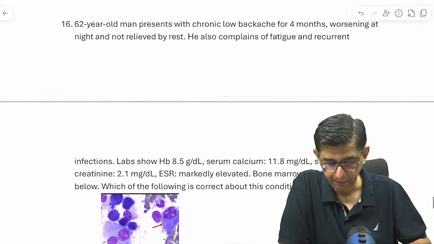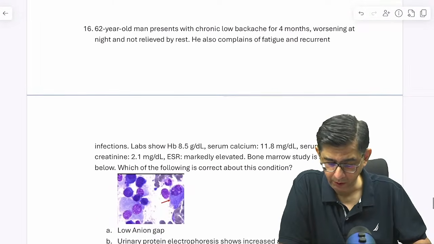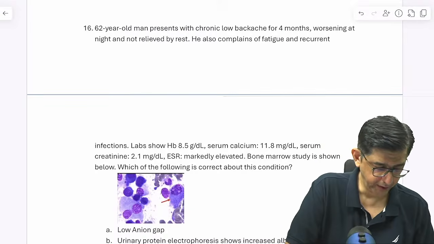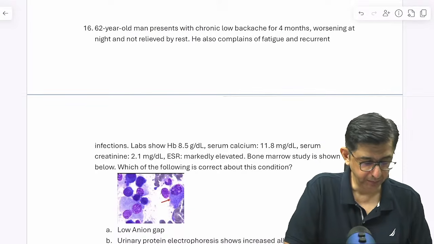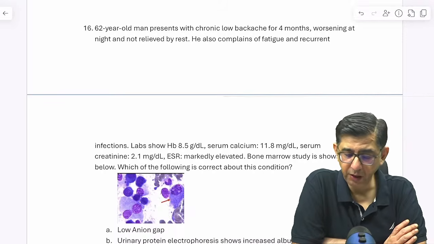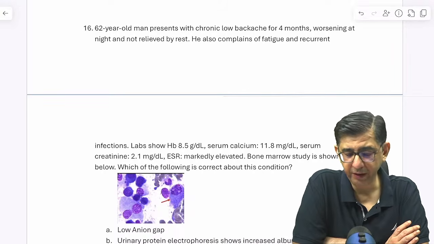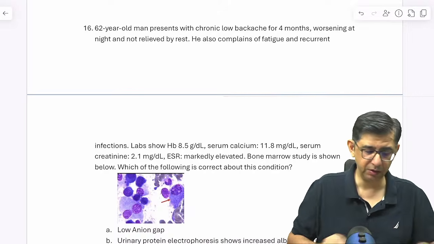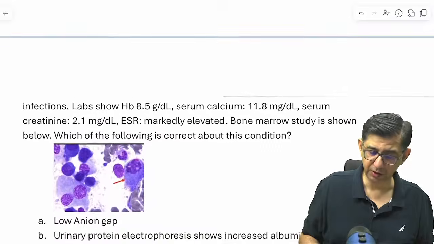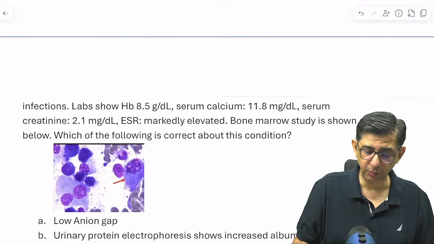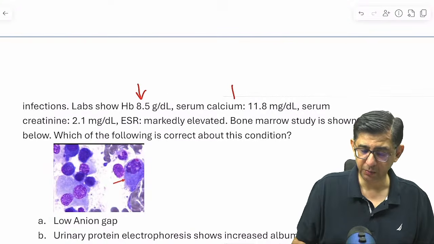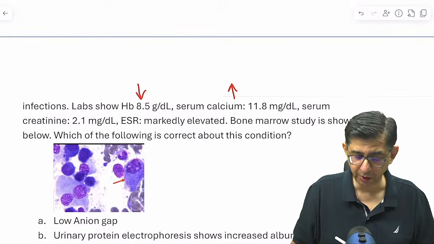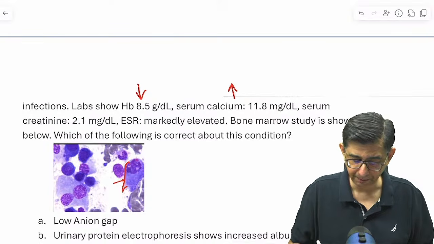Let's do one more. Just zooming out a bit. This man came with low backache, which is worsening at night, and then he's having fatigue, recurrent infections, and CRAB features are given in the question. The lab is showing hemoglobin to be less, the calcium of the chap is elevated, creatinine is deranged, ESR is elevated. The bone marrow study is shown here. You can see a flame cell here.